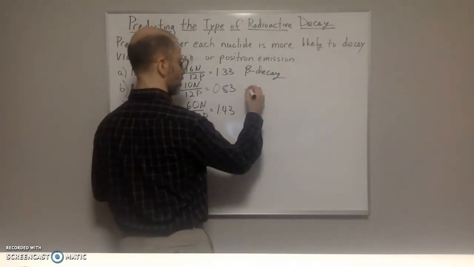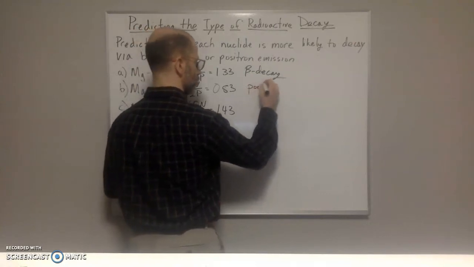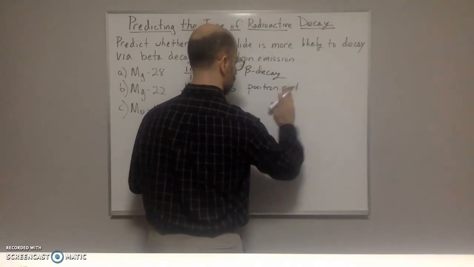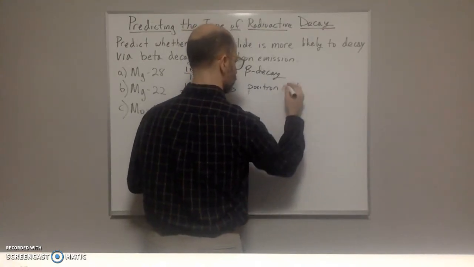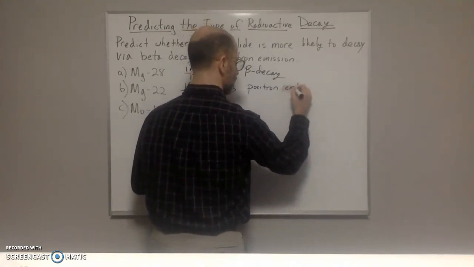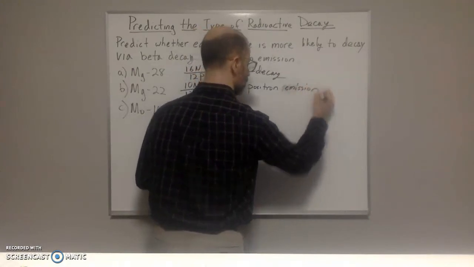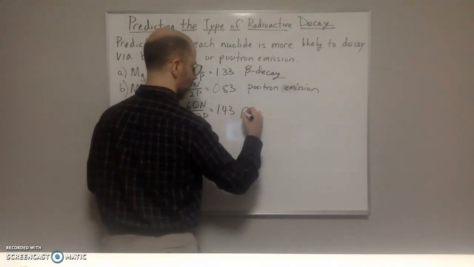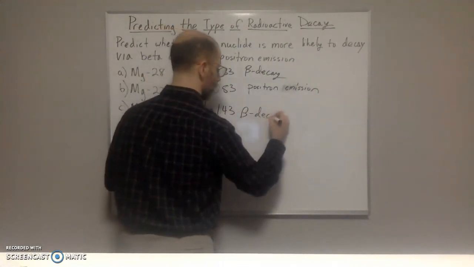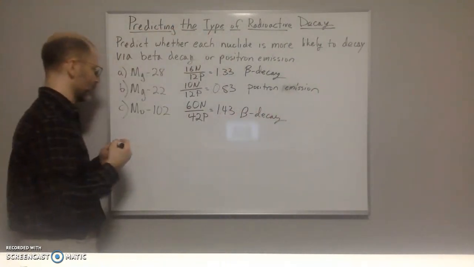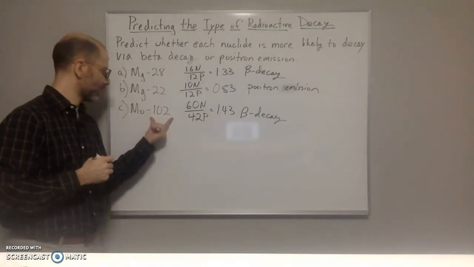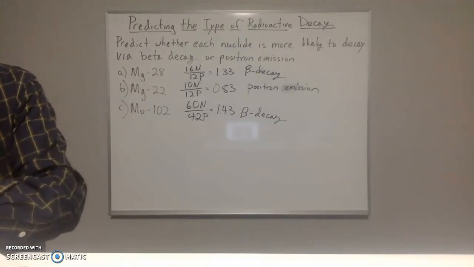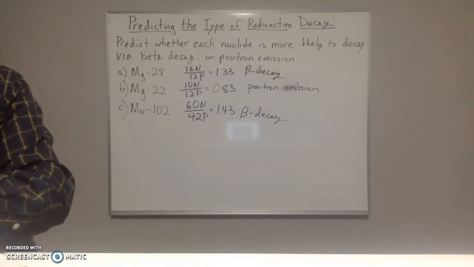So this one was positron emission, sorry, I keep mixing those up. And this one's going to undergo beta decay. Wait, did I get this right? Hold on a second. This should be 102.